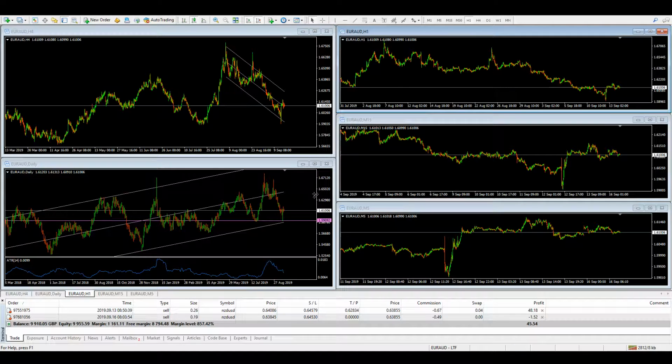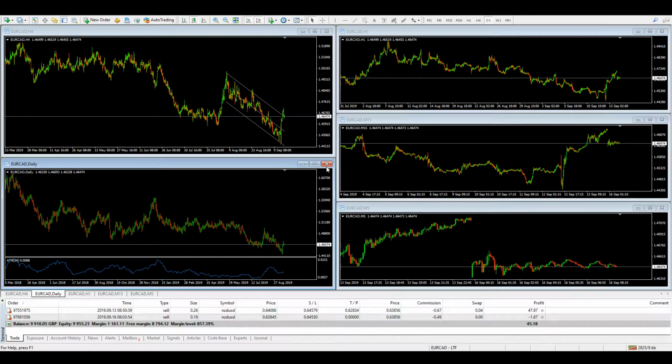But certainly to the long side of this, there's some decent potential. Stops below here, profit targets at least around these types of highs here, or even up here. But I'd want to see some definitive signs of bullishness on our lower time frames first of all, because yeah, these are all still quite bearish, and we're looking to go long on this, so not enough agreement.